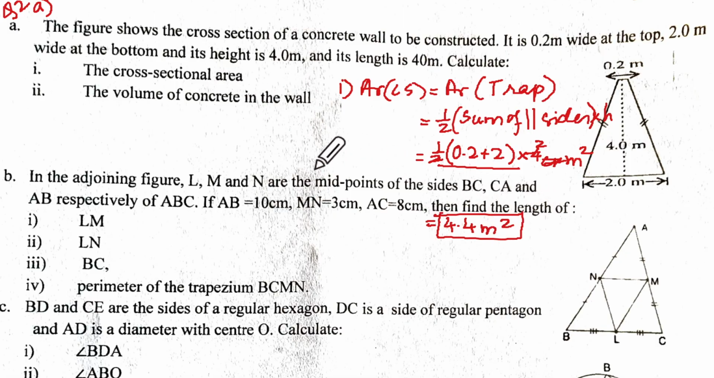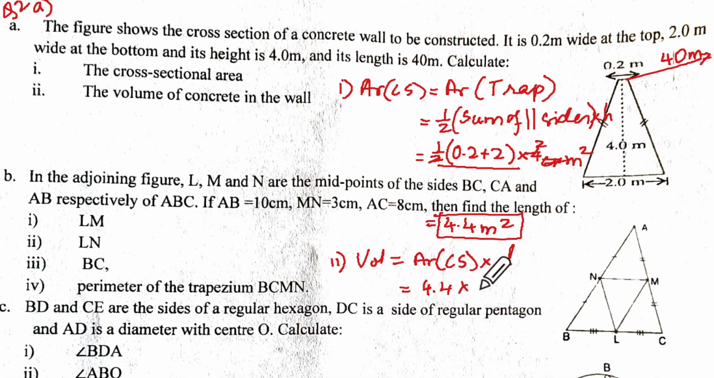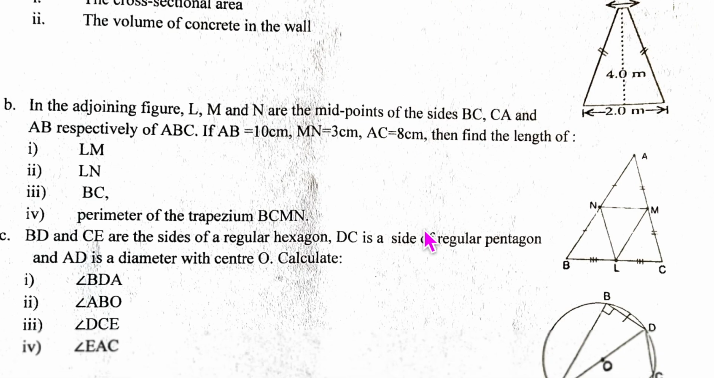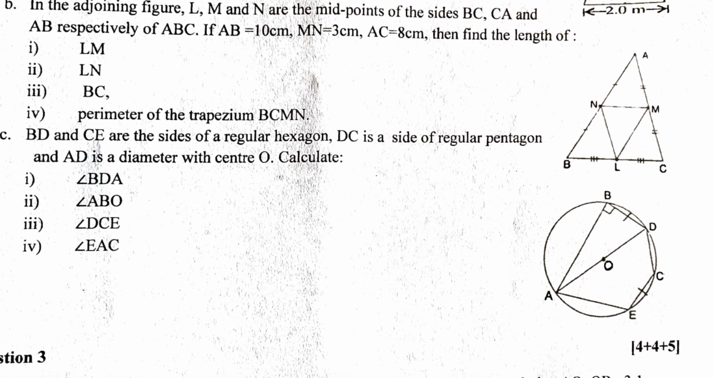Volume of the concrete wall. Can you see the length is 40 meter, they are saying. The length over here is 40 meter. So what will you say? Volume is going to be area of cross section multiplied by, in this case, the length. Okay, so just show the arrow like that. So it will be 4.4 multiplied by 40, which will be equal to blah meter cube. You can do that on your own. Just move to the next one. We don't have time to do every step. Remember, when it is last minute revision, you can't do everything.